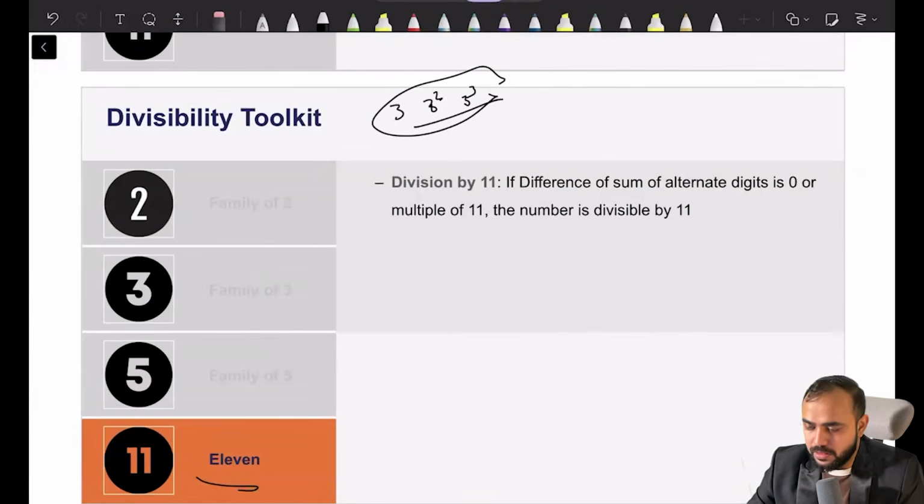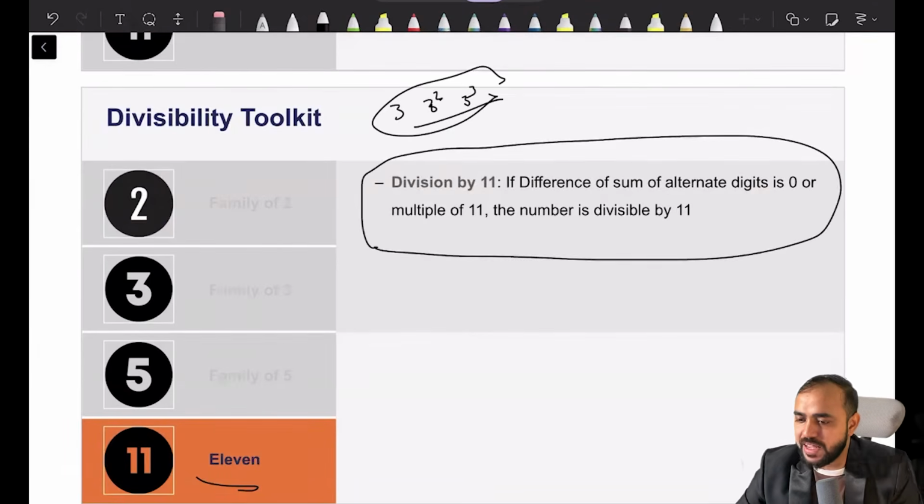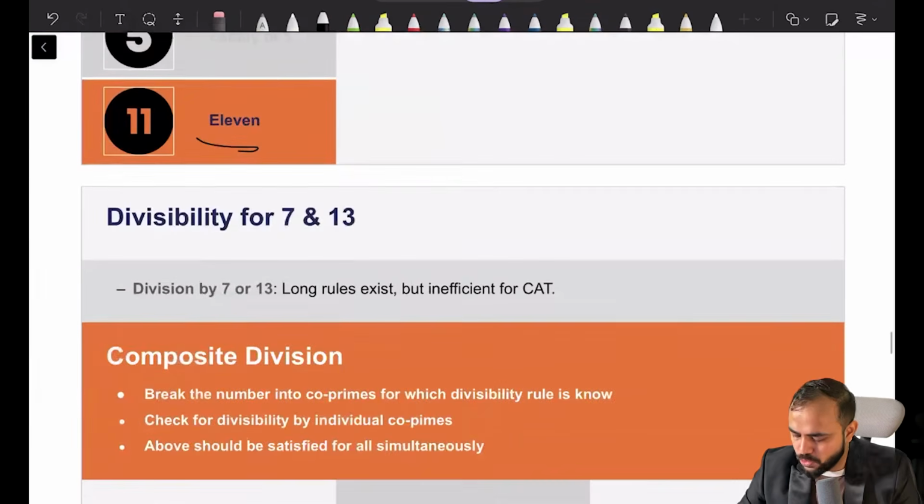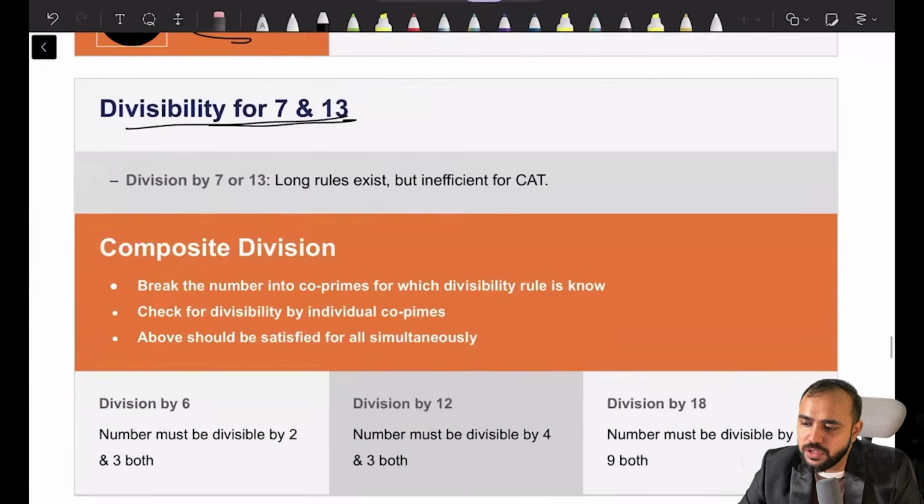All right. 11. The alternate digits sum, the difference of those should either be 0 or a multiple of 11. If that is true, then the number is divisible by 11. This is us stretching our memorization to the extreme. You should not go and memorize for 7 and 13. You don't really need to do that. There are longer rules for this, but it is inefficient.